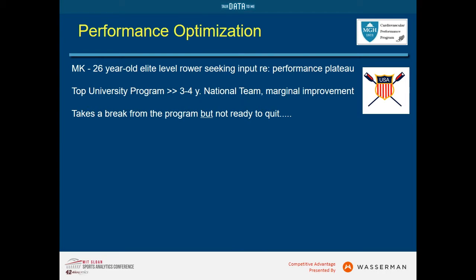MK is a 26-year-old elite level rower who comes to us seeking input because he had developed a performance plateau. Basically, he attended a top university program, one of the top 5 rowing schools in the country, spent 3 to 4 years with the US national team, and during that period of time really had marginal improvement and got very frustrated. He decided to take a break from US rowing. It was kind of a shared decision between he and his coaches, but he had decided he was not ready to quit.